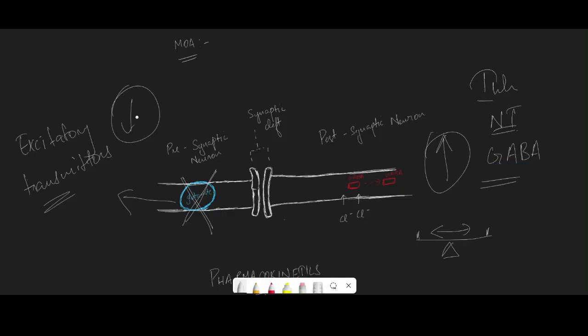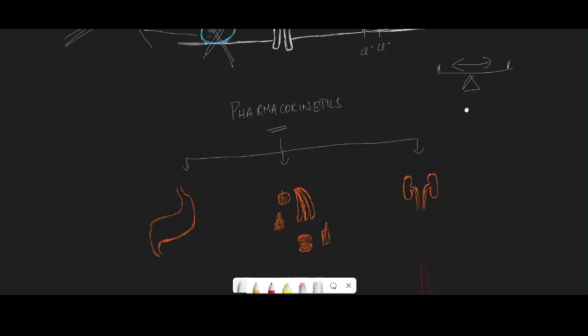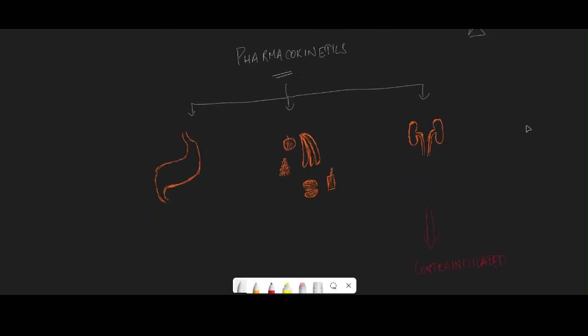It has two mechanisms. One is that it inhibits the excitatory neurotransmitters, and the second one is it enhances the inhibitory neurotransmitters. Coming to acamprosate's pharmacokinetics, it has poor absorption, unlike disulfiram. The presence of food decreases the absorption. So in general, acamprosate has comparatively less absorption.